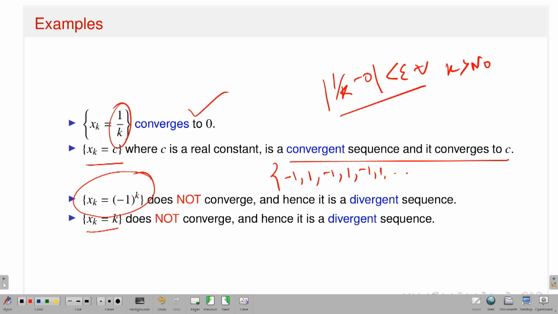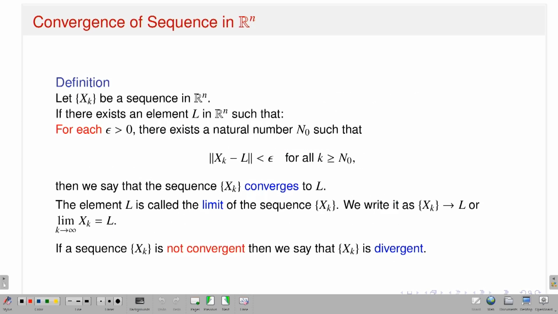If I take xk equal to k, that means the sequence 1, 2, 3, 4, and so on, this sequence is also not convergent, it is a divergent sequence. That means I cannot find any real number L in R such that I can make the distance between that real number and the elements from the tail of the sequence very small. I cannot do that because the sequence is increasing: 1, 2, 3, 4. Therefore, it is a divergent sequence.